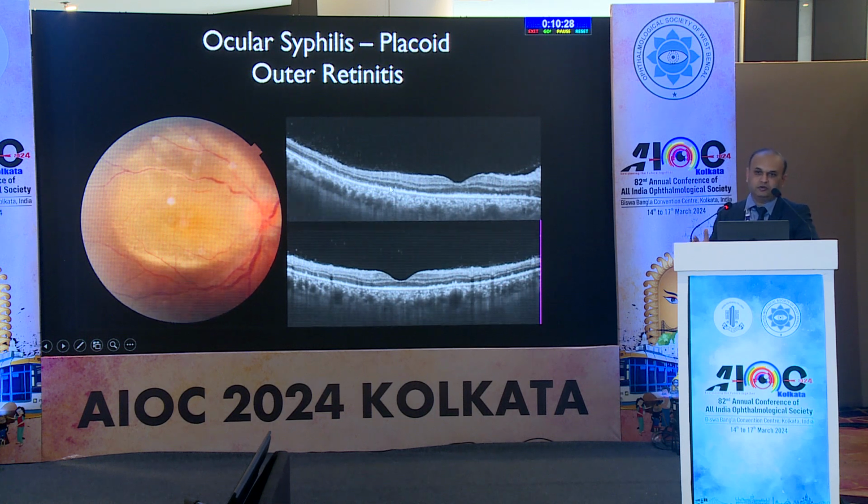So you put both of these together, an OCT which is showing RPE nodularity and photoreceptor damage, and a fundus photograph or a clinical appearance of a placoid chorioretinitis. Both of them come together and help us in arriving at a diagnosis that we are probably dealing with ocular syphilis. So it helps in narrowing down our differentials. It helps us in arriving at the etiology of what we are dealing with.